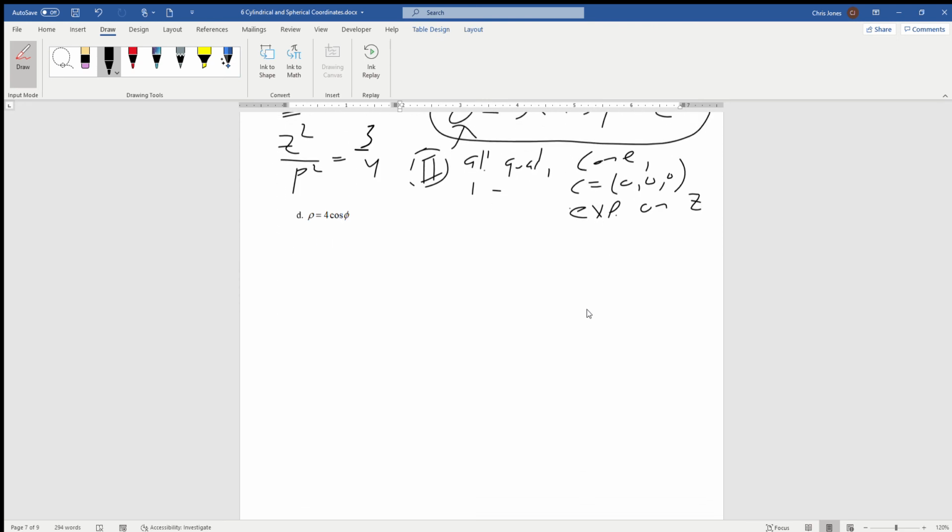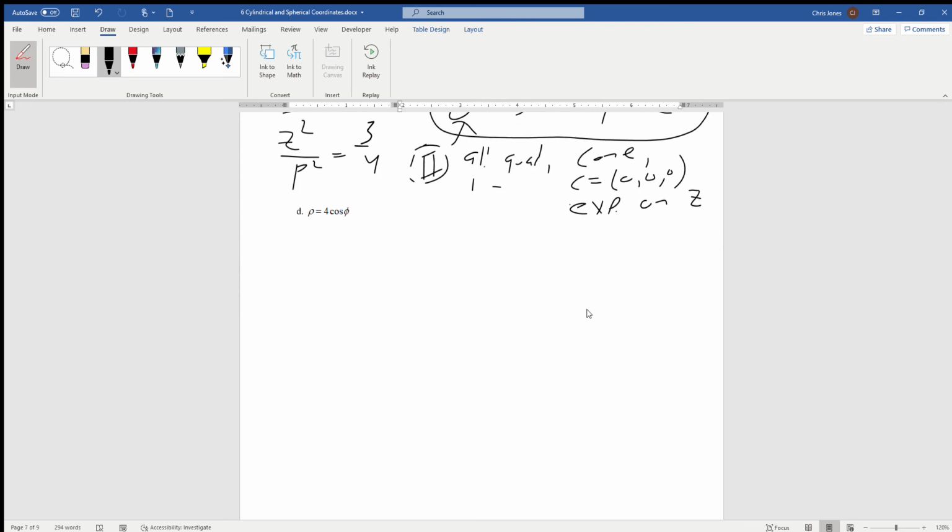Now, what about this animal? Rho equals cos of phi. One of the techniques we saw earlier with respect to cylindrical coordinates was multiplying both sides by r. So let's multiply both sides by phi this time. I'm sorry, by rho, not phi.